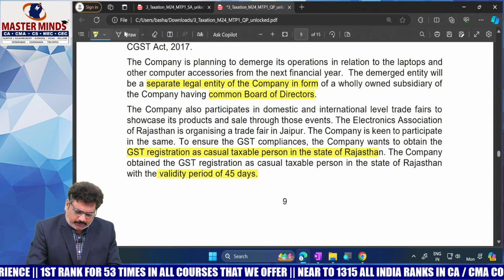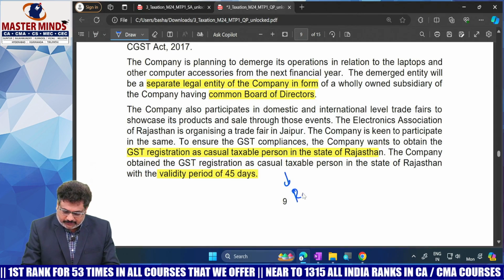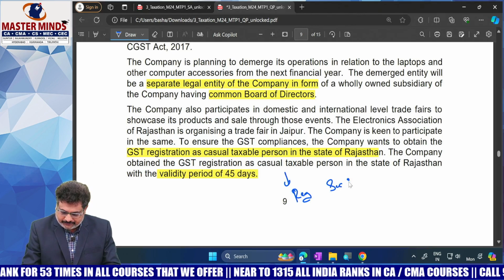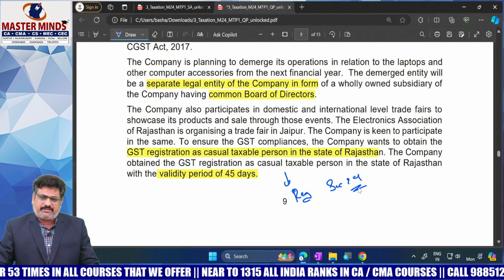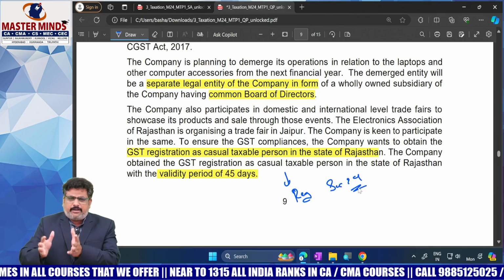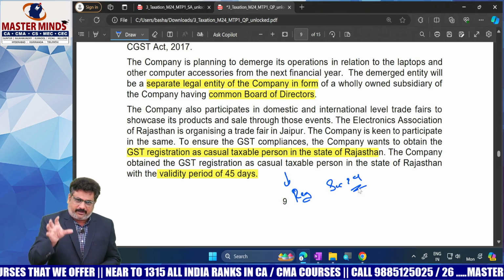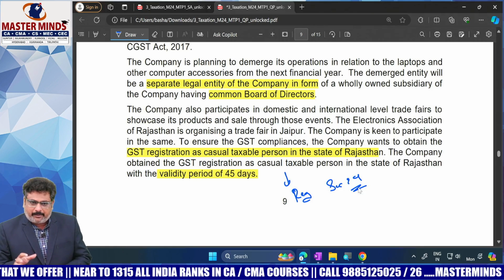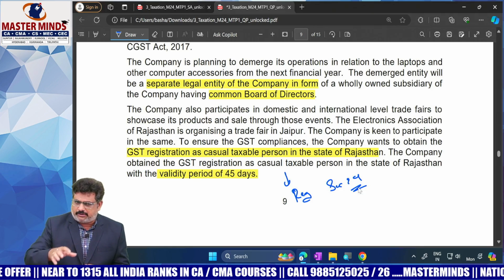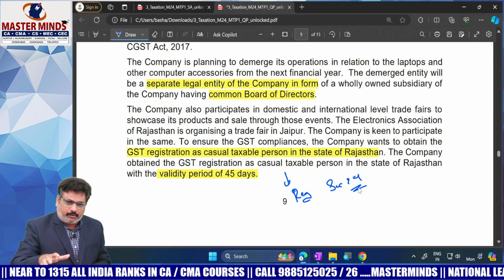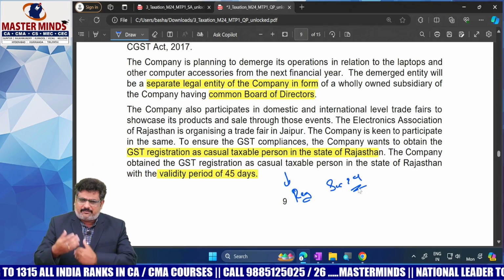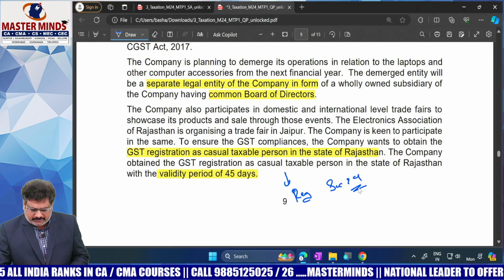So here what is the topic? This is from the registration chapter and Section 24, compulsory registration. Like that you need to identify the question here. Which chapter this particular paragraph is from, and in that particular chapter which section it is putting more focus on. So while reading the question itself, you need to analyze that.